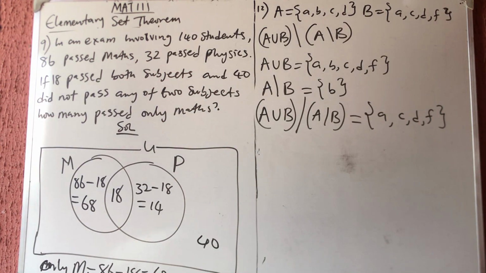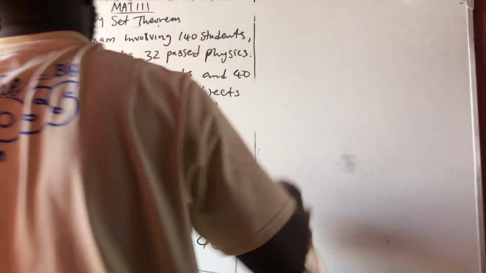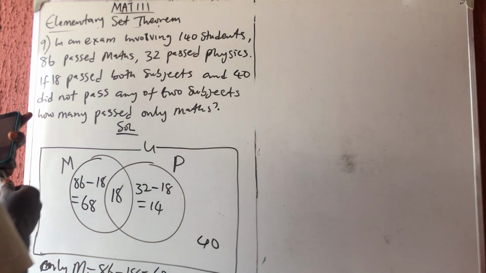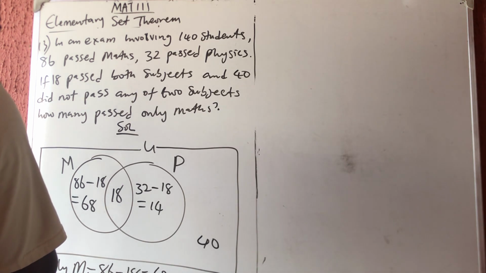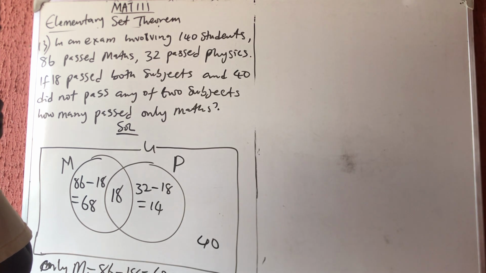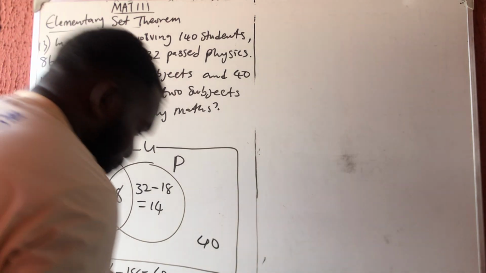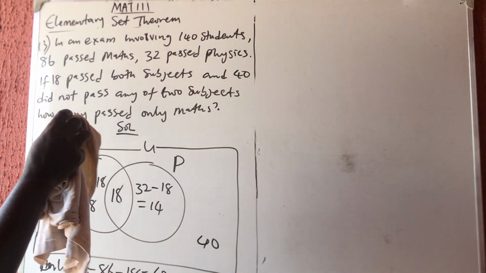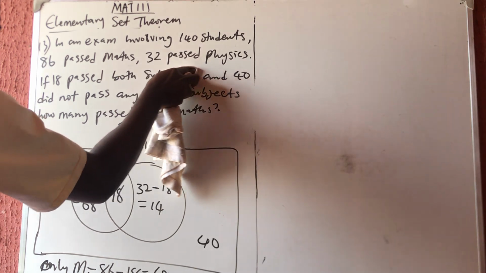So the next one, question number 13. Question number 13 is almost something like this. Question number 13 said, in a class of 140 students, 86 students passed math, 32 passed physics, and 40 did not pass any of the two subjects. Now, how many passed both? In this one, they did not give us the number of people that passed both. So let's remove where they say 18 passed both.